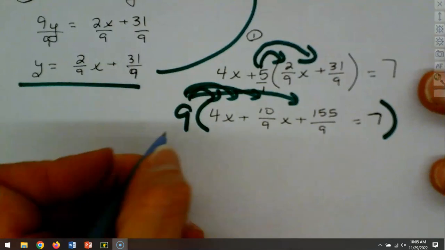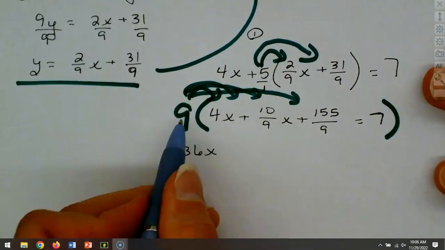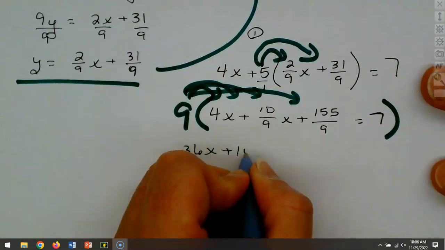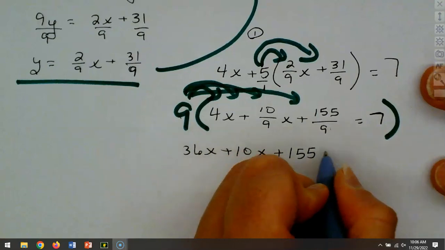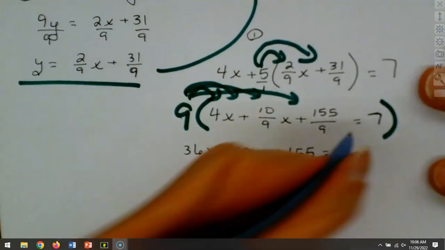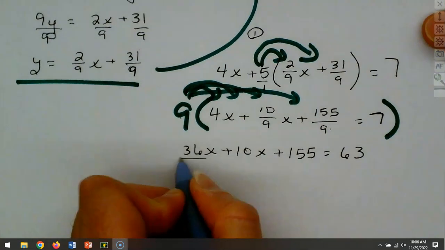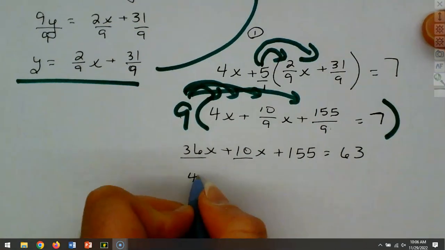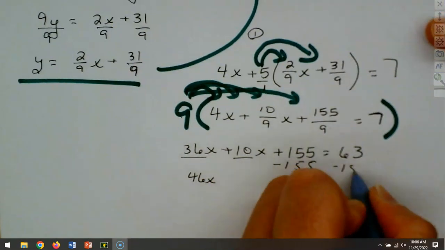And 9 times 4, well, that's a 36x there. The 9's cancel, so that gives you a 10x, plus 155. And 9 times 7, well, that looks like that's going to be a 63, doesn't it? Combine. So 36 and 10, that makes it a 46x. We'll move that 155 over.